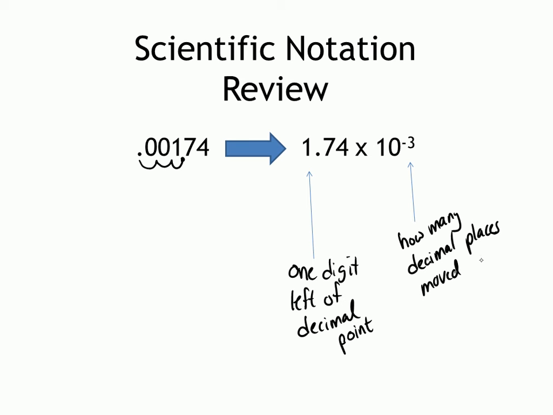In order to make that happen. And if you move the decimal point to the right, it becomes a negative exponent. If you move the decimal point to the left, it'll be a positive exponent.